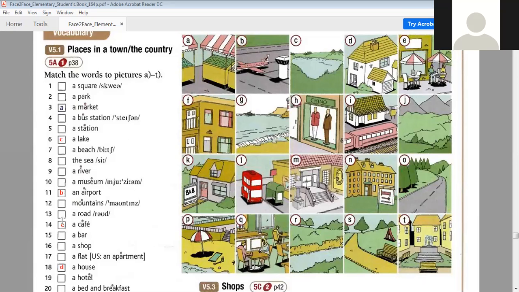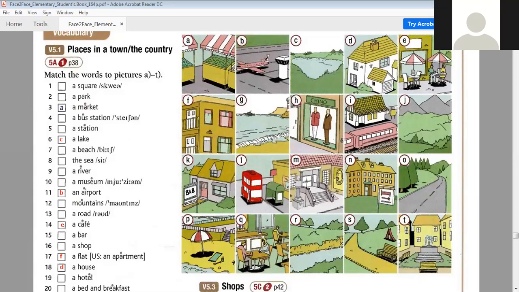A flat. Yes. Apartment, or flat apartment, maybe. What's G? A beach. Is it a beach? The sea. The sea? What's the difference between the beach and the sea?